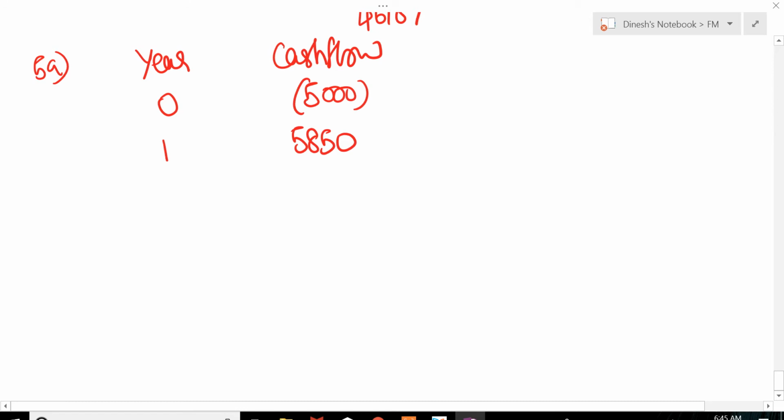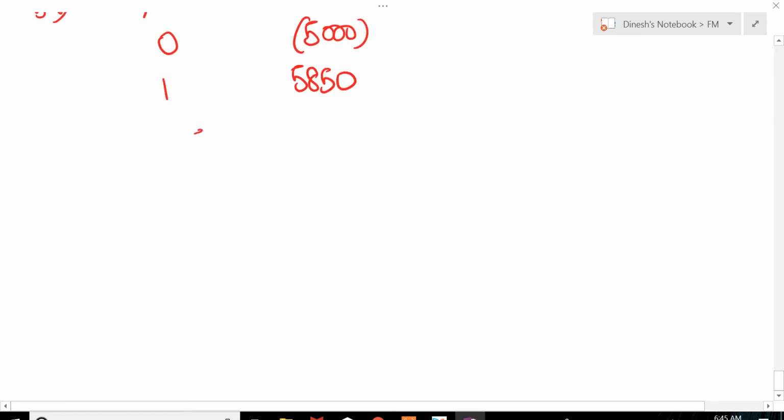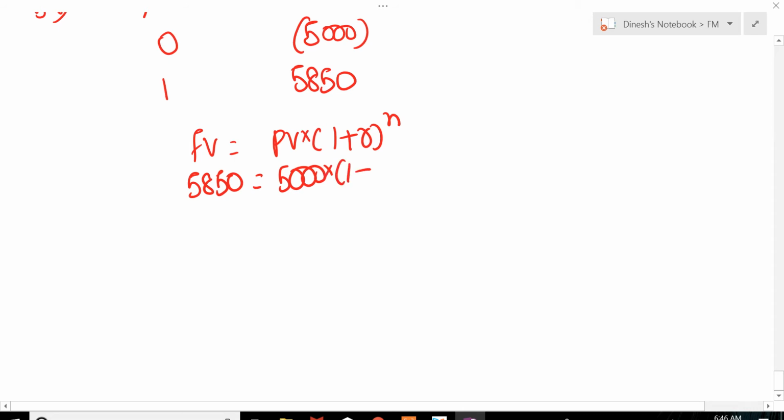Now let's put this in a formula. Future value is equal to present value into 1 plus r the whole power n. The value which I am going to receive in future is equal to 5000 into 1 plus r the whole power 1, because you are receiving it in the first year. Let me know what r is now.